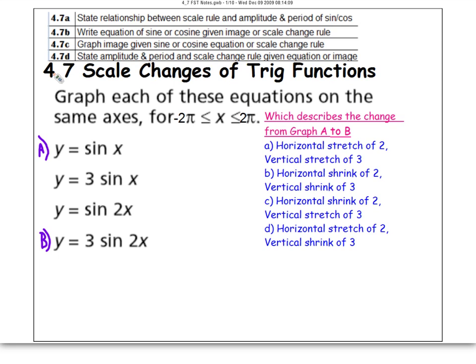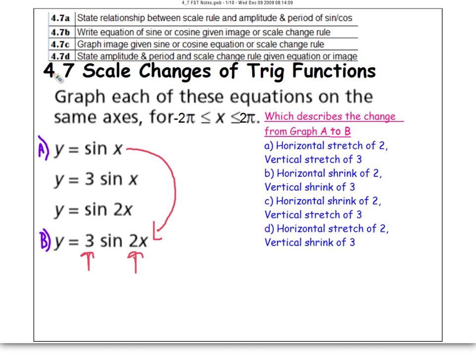Here we have graph A, which is y equals the sine of x. And then graph B, which is y equals 3 times the sine of 2x. My question for you is this: what is happening from the parent function of sine of x as we go to this new graph, which has the 3 in there and the 2x? Now, this works just like chapter 3 did.